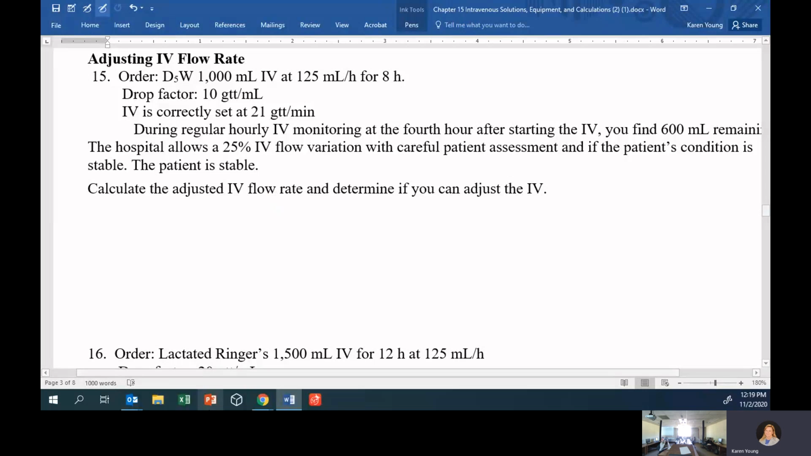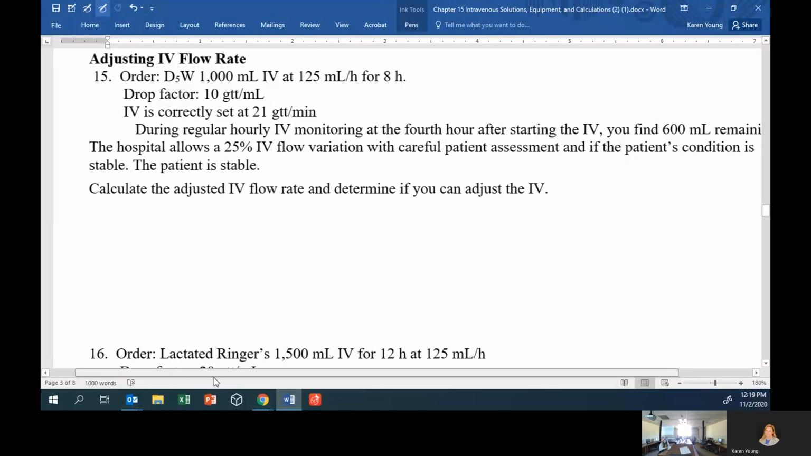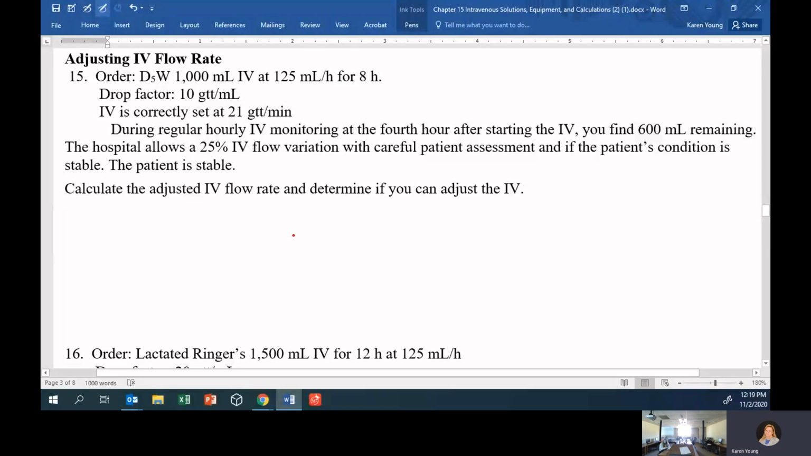And so what happens is that you're checking your patients and you find that their IV has not infused like it should have. Either it's gone too fast or it's gone too slow. You have to do this with gravity flow, and you need to do it with the infusion pumps too.